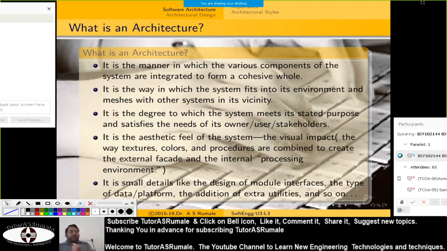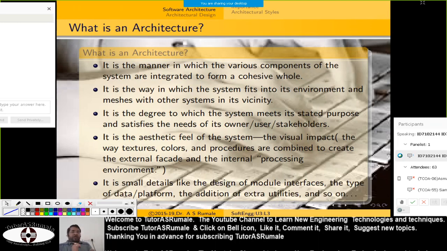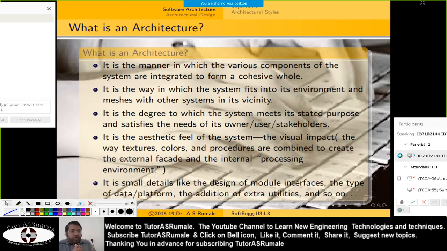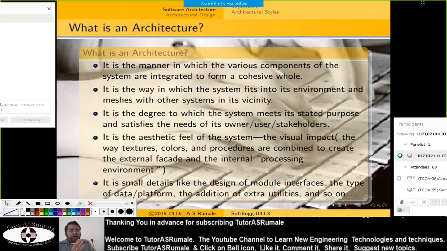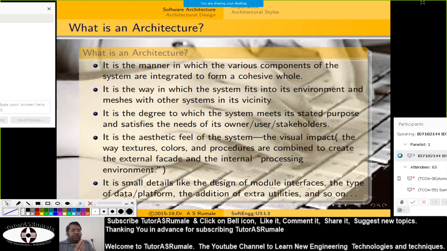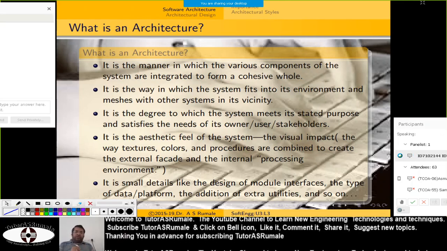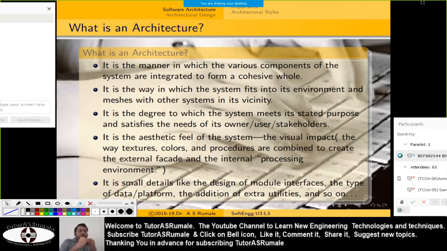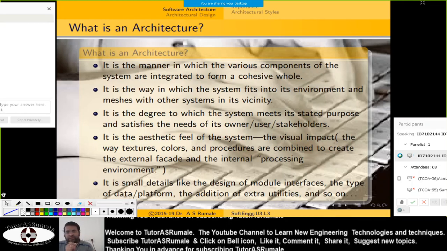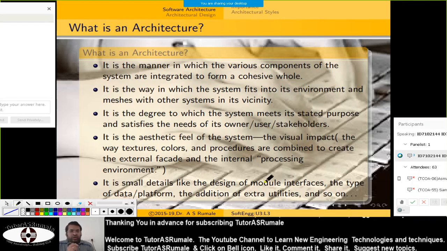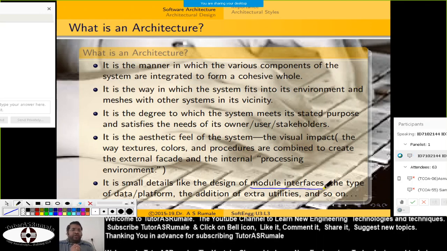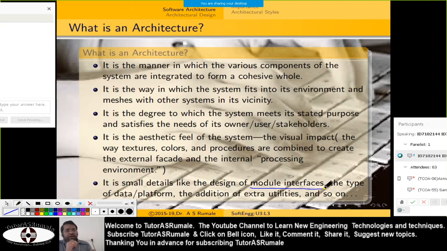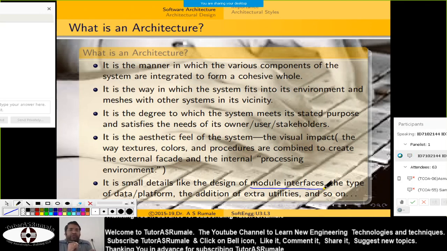So now what is architecture then? It is the small details like the design of module interfaces, the type of data, platform, addition, and extra utilities, and it goes on. For example, let's go with the small details like the design of module interfaces. Okay, what are the modules? Modules actually interface with each other many times instead of interfacing with the end user directly.